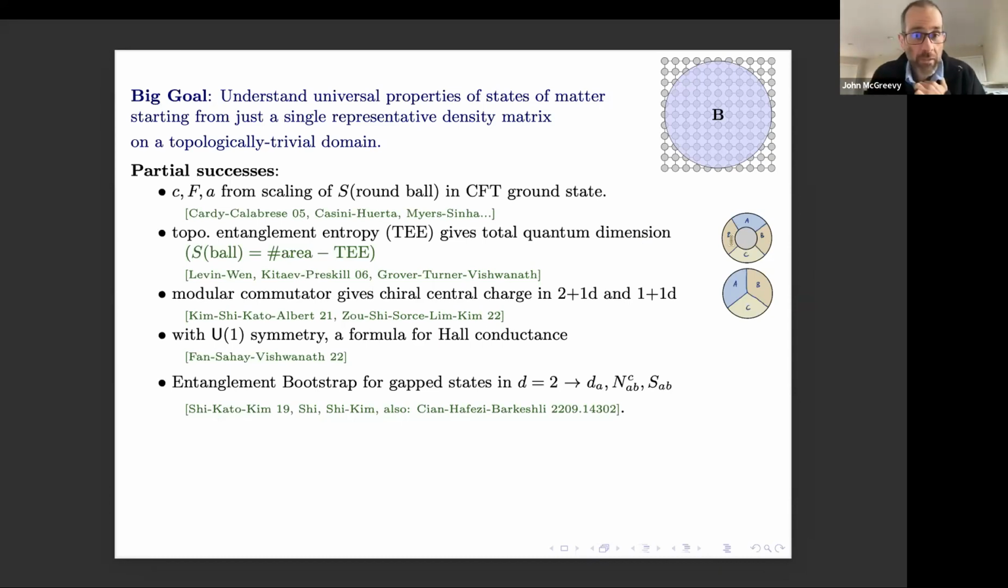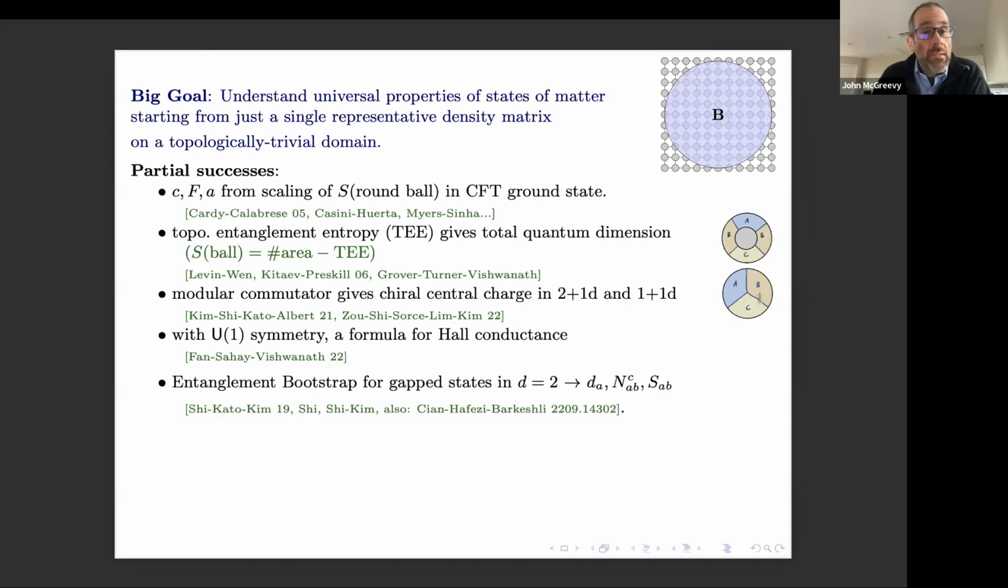Okay, so a third example, more recent example, also due to Isaac and Bowen and collaborators, is this concept of the modular commutator. So the modular commutator, one way to think about it is the linear response of the entanglement of, say, AB to a modular flow by BC. Modular flow just means evolve using the entanglement Hamiltonian, using the log of the density matrix as the Hamiltonian.